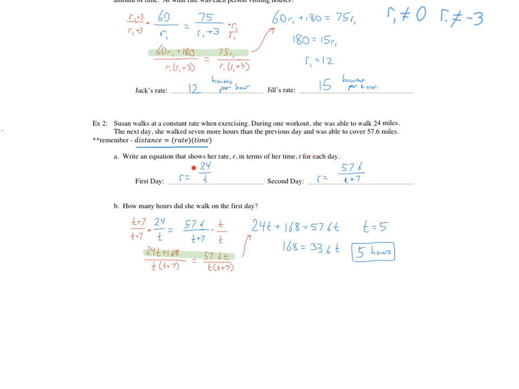So the first day she walks 24 miles in T hours. That's her rate, 24 per T. And the next day, she covers 57.6 over T plus 7. And that's going to be R. How many hours did she walk on the first day? Well, since the rates are going to be the same, constant rate, that's what that means right there.